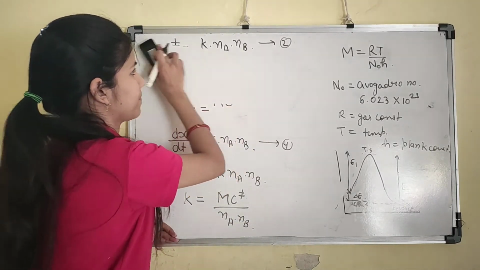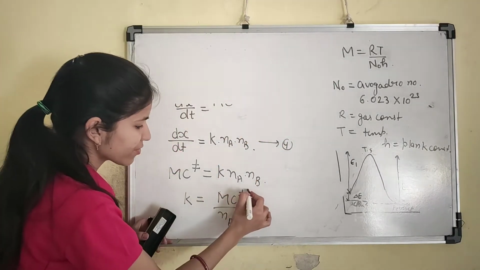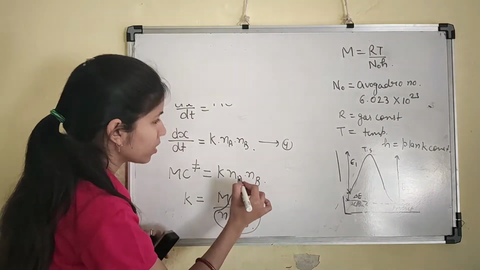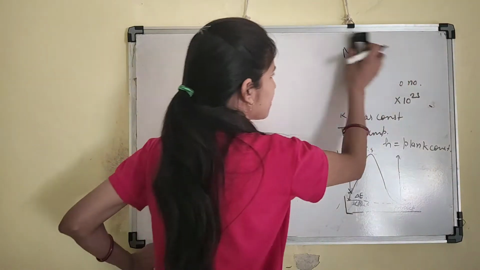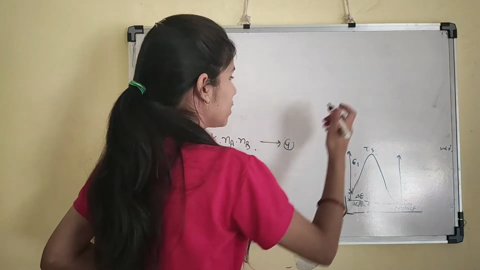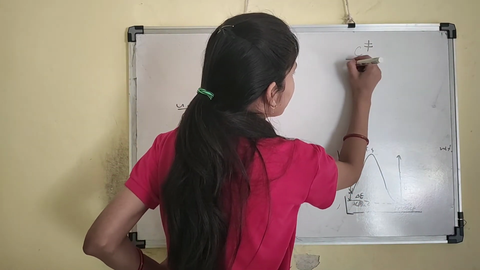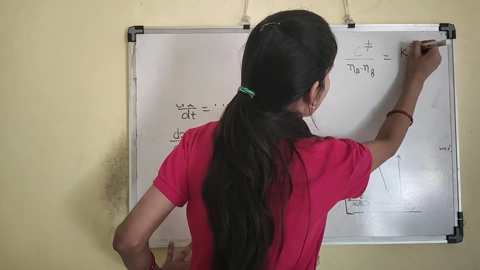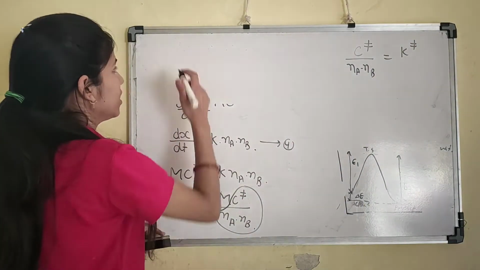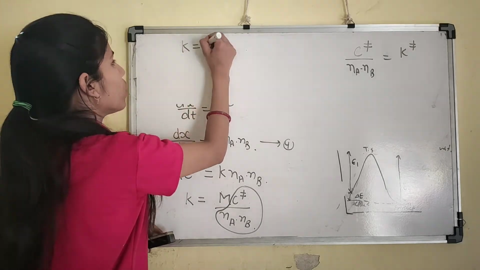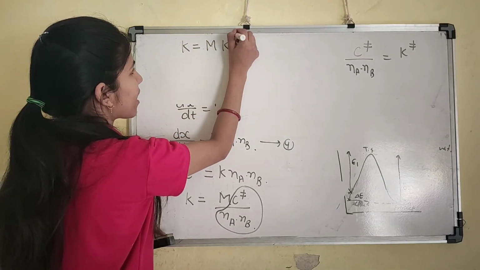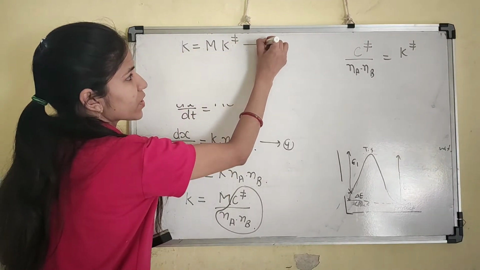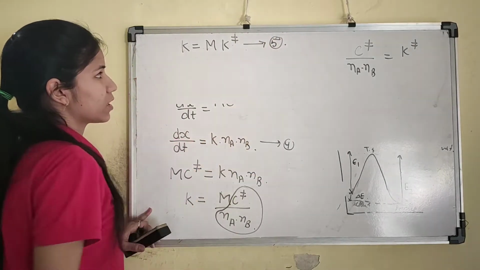Now C star divided by Na into Nb is equal to K star. So putting it here, K is equal to M into K star. This is our equation number 5.